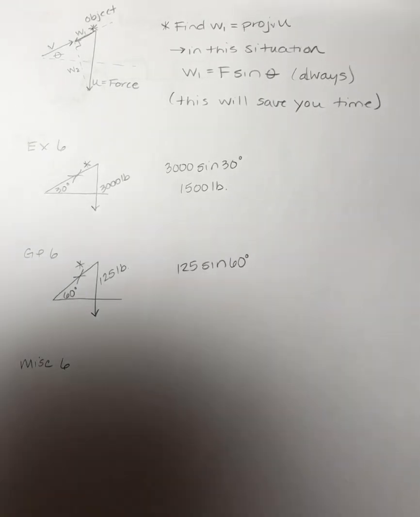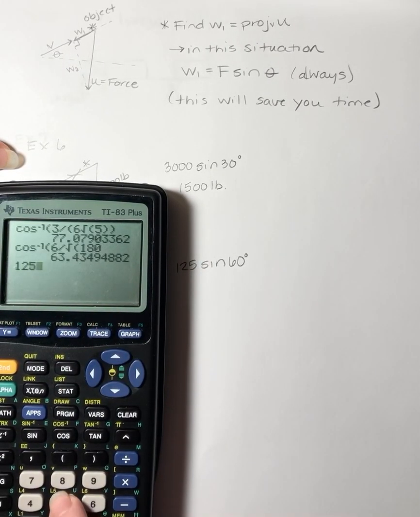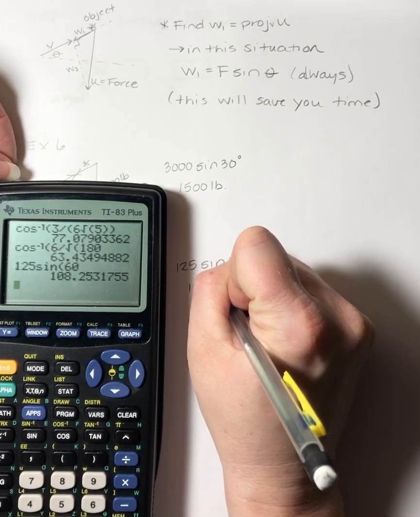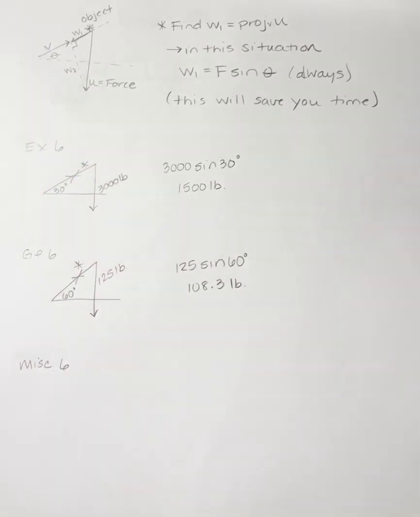Not a nice number. And so I'm going to take the calculator and do 125 times the sine of 60. And so it's 108.3 pounds. One more.